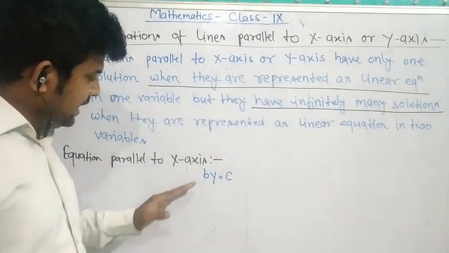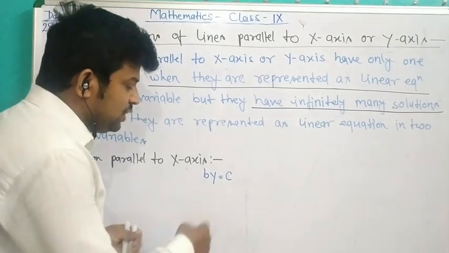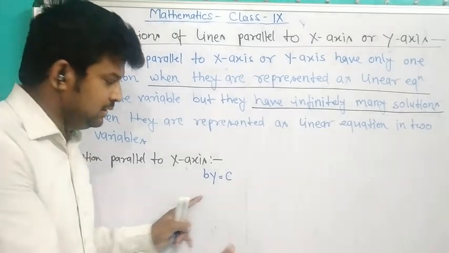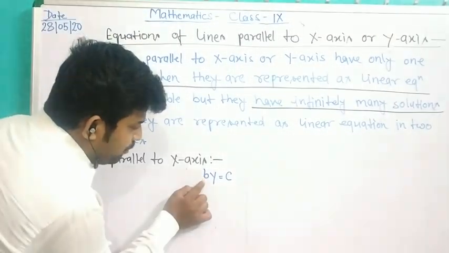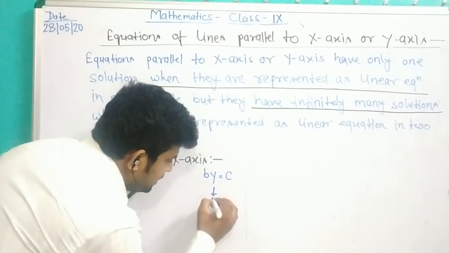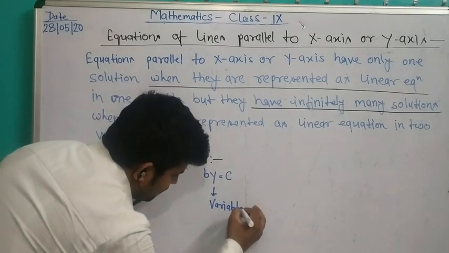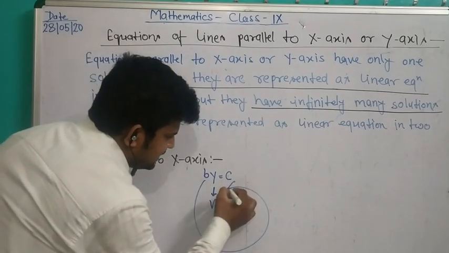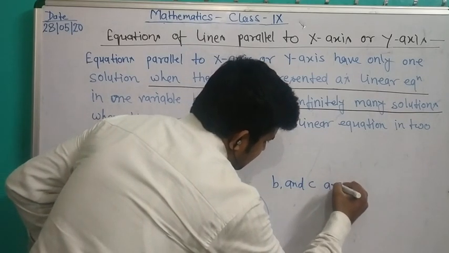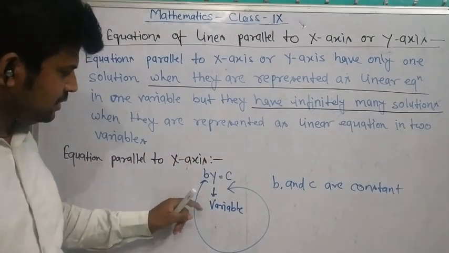The main concept of this topic is how we can represent a linear equation in one variable in the form of a linear equation in two variables. And we see that by = c, where y is the variable, and b and c are constants. There is only one variable.